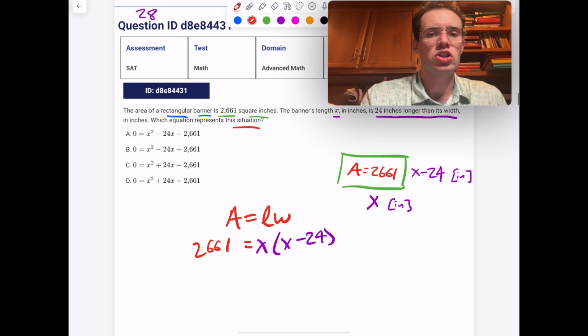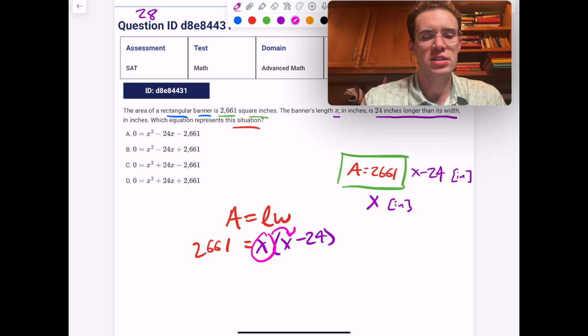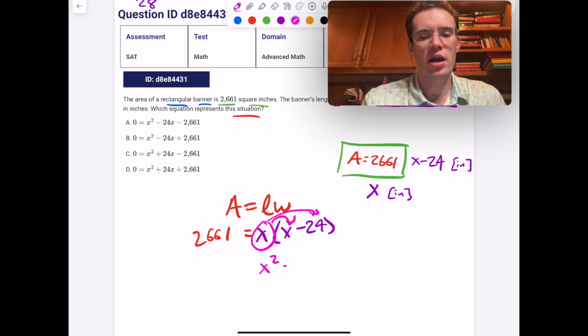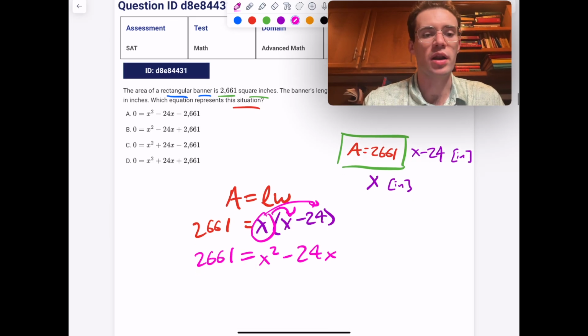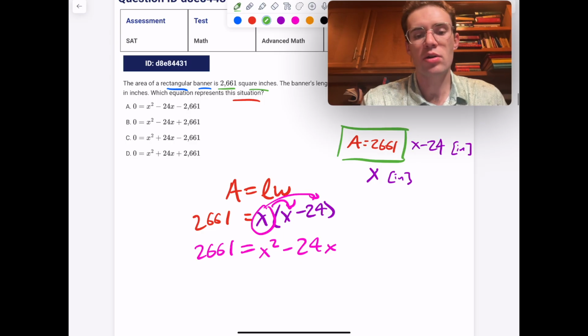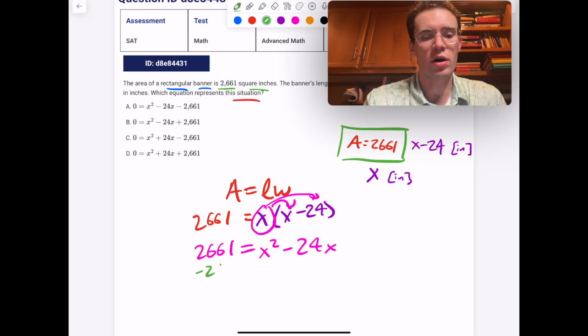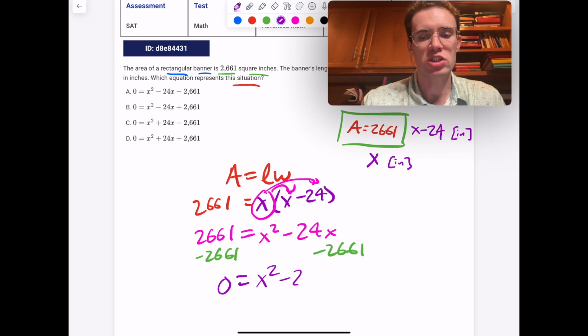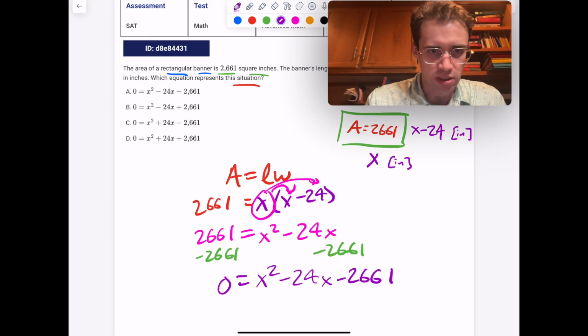All right, so let's do our distributive property here. So x gets distributed to the x and to the minus 24. That gives us x squared minus 24x, and this is still equal to 2,661. Now it looks like the answer choices have it set equal to 0. So to get 0 on this left side, instead of 2,661, we just subtract 2,661 from both sides, and that gives us that 0 is equal to x squared minus 24x minus 2,661. All right, so we just want something like that.